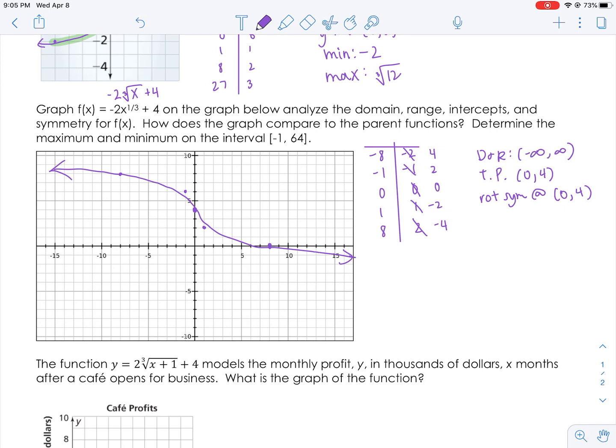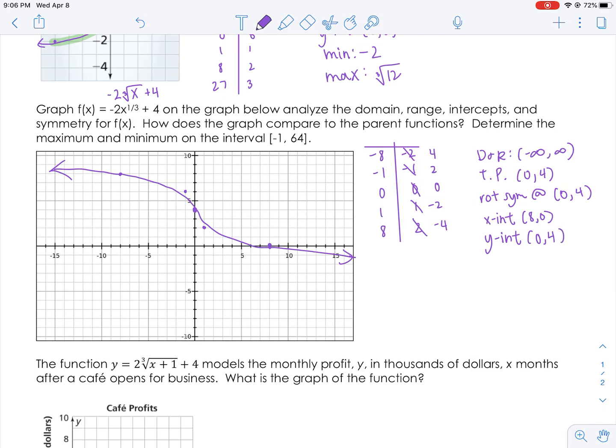My x-intercept I can see is at (8, 0). Sorry, y'all. My y-intercept is at (0, 4), same as my turning point.